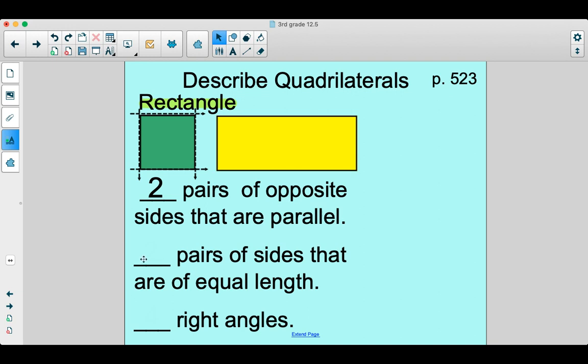Okay, now let's check out the next one. Blank pairs of sides that are of equal length. All right. Let's see. I'm going to get rid of these lines here.